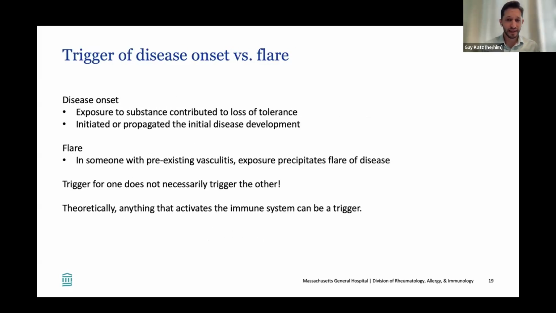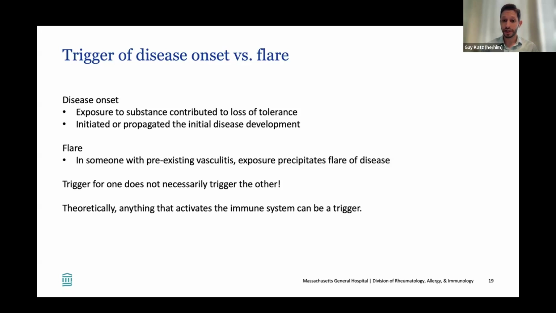And then one of the last things that I'd like to make sure that we clarify in terms of definitions is the difference between a trigger of disease and a trigger of flare. This is something that often leads to a lot of confusion, but I think it's important to differentiate. A trigger of disease onset means that exposure to a certain substance contributed to the loss of tolerance and the autoimmunity that then led to the disease development in the first place. So it's sort of contributing to the on-off switch of do you have the disease or do you not have the disease?